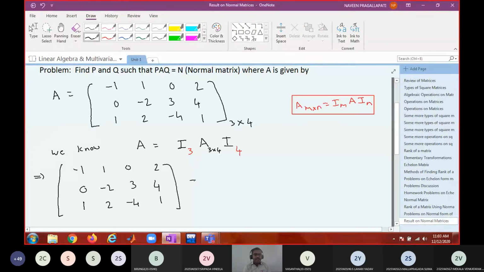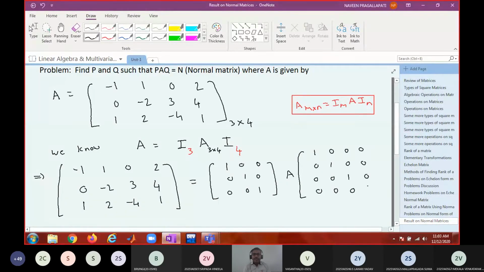Now what you do here, you just write down the identity matrices. No need to write A as it is. So what is I3? I3 means 1, 0, 0, 0, 1, 0, 0, 0, 1. Next, what do you mean by I4? 1, 0, 0, 0, 0, 1, 0, 0, 0, 0, 1, 0, 0, 0, 0, 1.